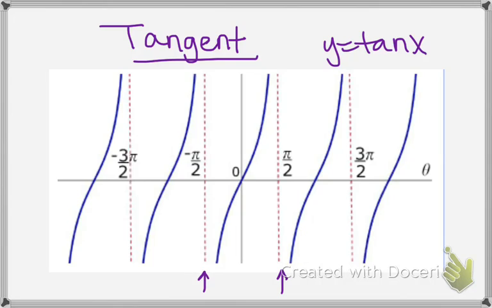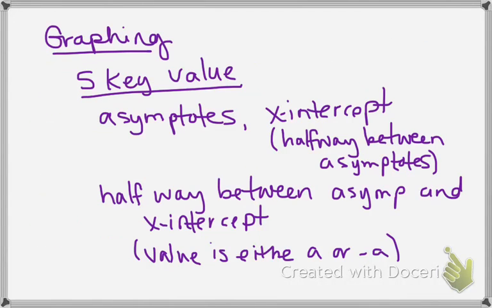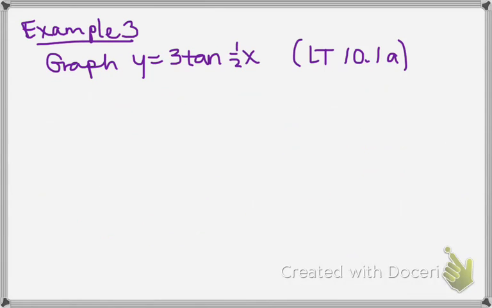So just keep in mind that you want that same general curve, so it's always increasing. As you read it from left to right, the graph is going up. So keep that in mind when finding these 5 key points or 5 key values. So let's now look at an example of graphing one of these functions.